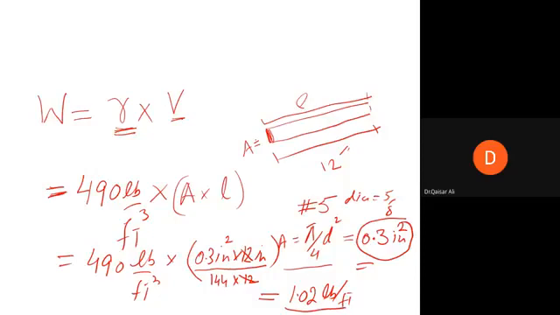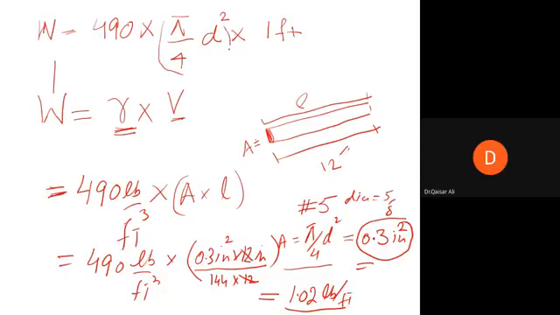Okay. There is another equation which has been derived from this equation, and you can derive this like this. Now look at this general equation. W is equal to, pay attention to this, 490 into area, which is pi by 4 d square, into 1 foot. This is pound per cubic foot. Let's say d is in feet. So you can calculate this.